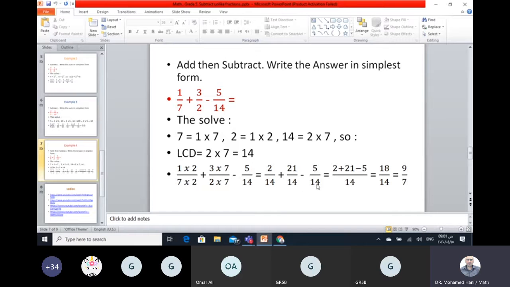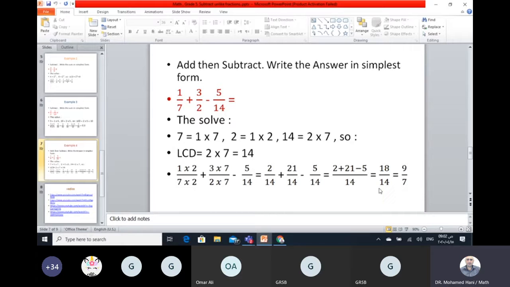As you see now down, we have 14, 14, 14. The same denominators. This means I have like fractions. I can add, then subtract. How? What is the rule? Take the same denominator down, then up, add, then subtract. 2 plus 21 minus 5. 2 plus 21 will be 23. 23 minus 5 will be 18 over 14.